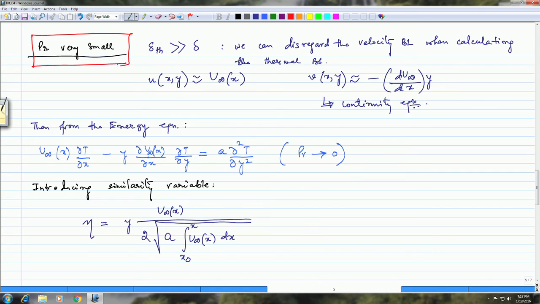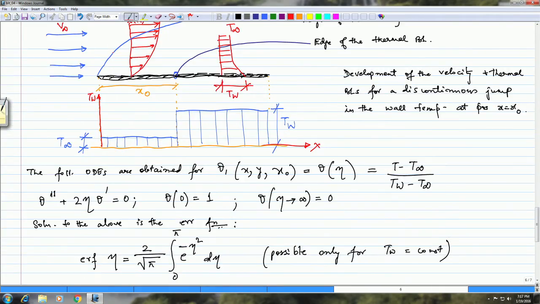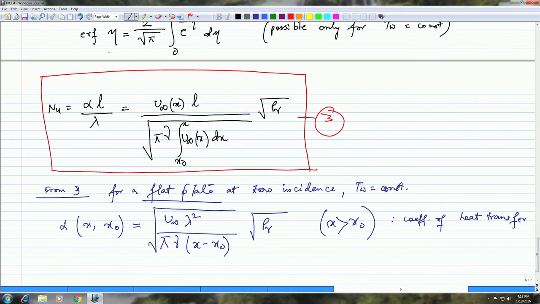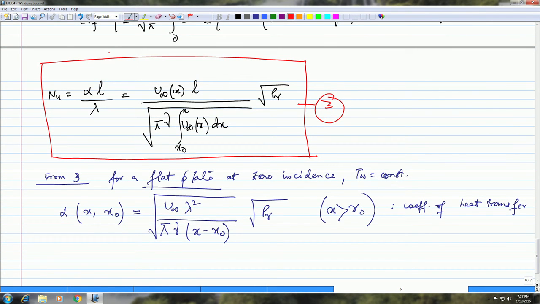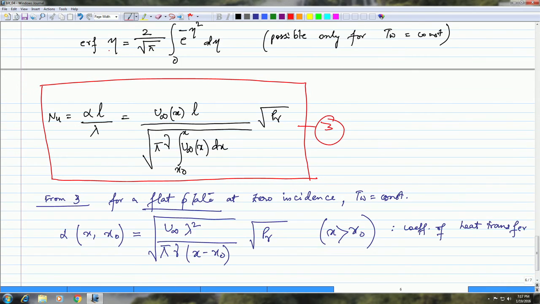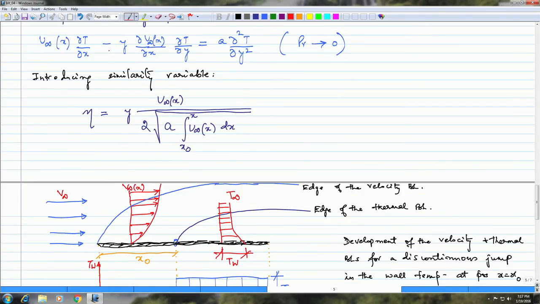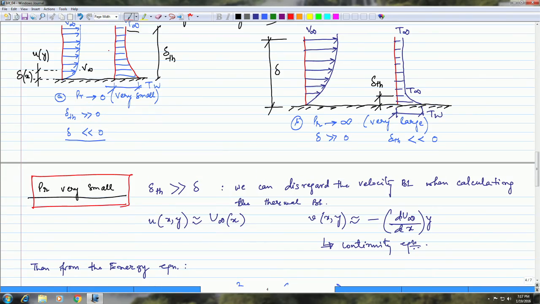Like I said, if that happens, we should still be able to boil it down to simple formulae with which we can get more information about the thermal boundary layer. So I will stop here, and we'll take up the next one, which is Prandtl number very large, in the next module. So thanks.